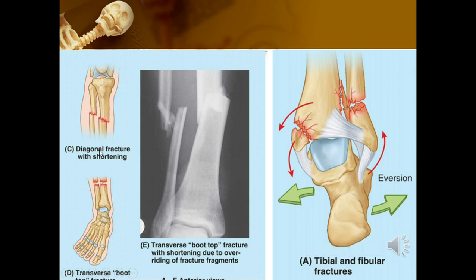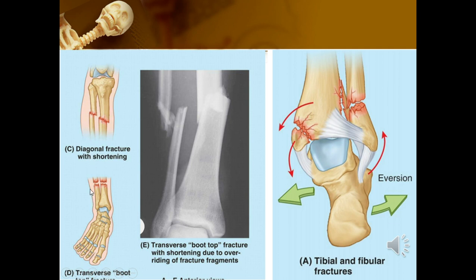This slide shows you diagonal fractures of the tibia and fibula. Normally, the fibula is also fractured with the tibia, so both the leg bones are fractured together. The diagonal fractures may also cause overlapping of the fractured parts. This may result in shortening due to overlapping of these fractures.